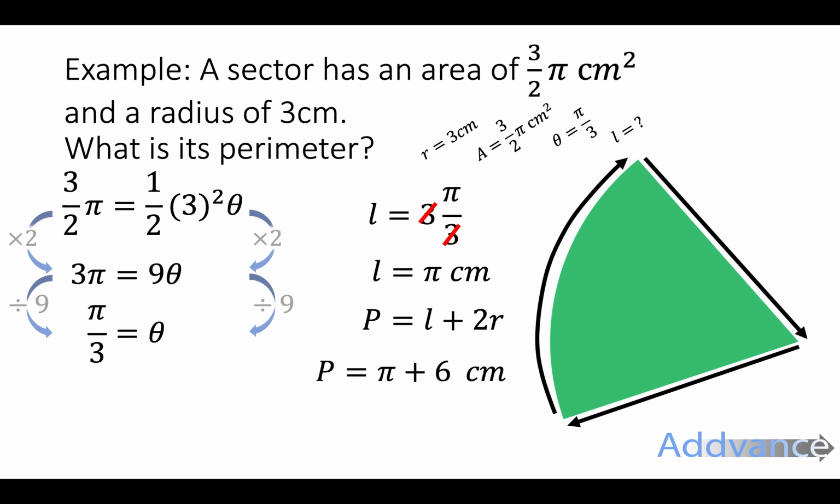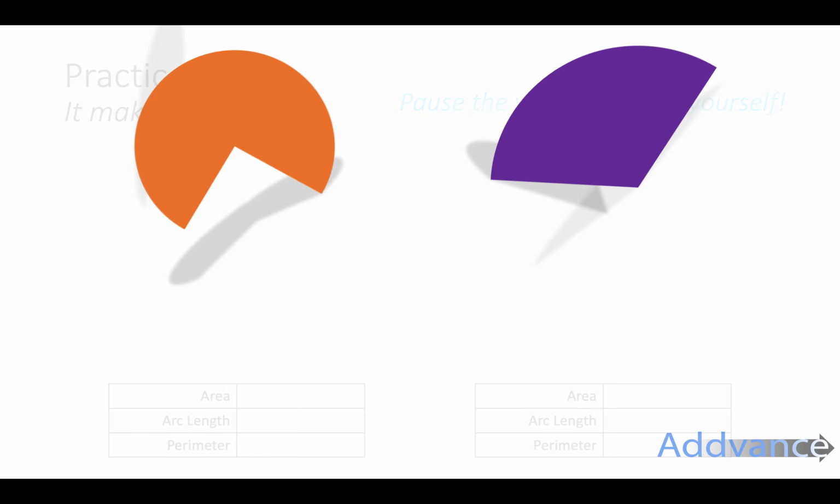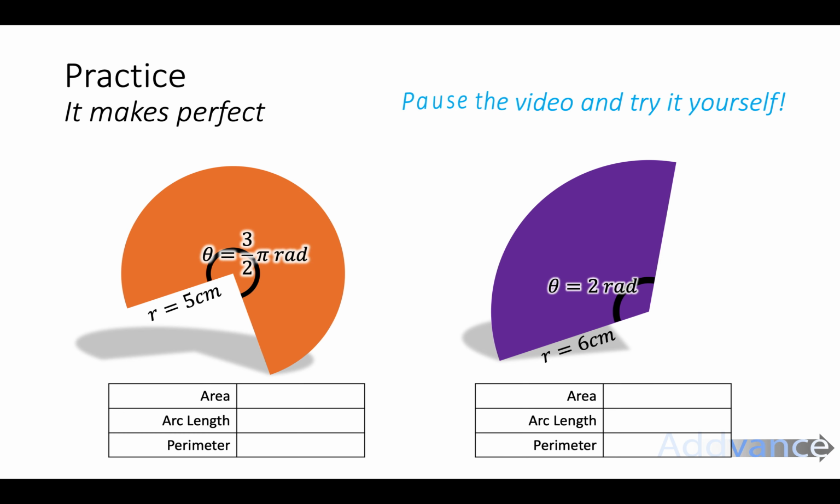Okay? Pause the video now if you don't quite understand all the steps. You might want to rewind and watch it again. But if you're ready, I have some practice questions for you to try here. And you have to find the area, the arc length, and the perimeter of these two sectors. I've given you the angle and the radius of them both. Good luck with this. Pause the video and see if you can get the right answer. I will reveal the correct answer in 3, 2, 1.